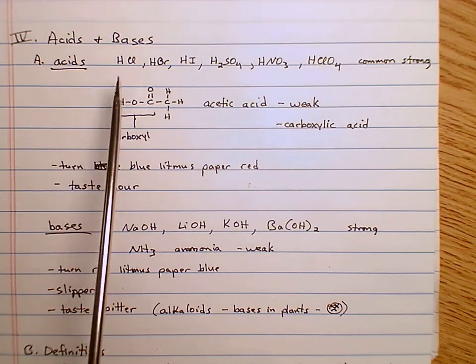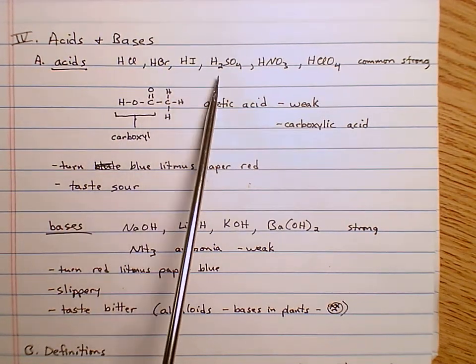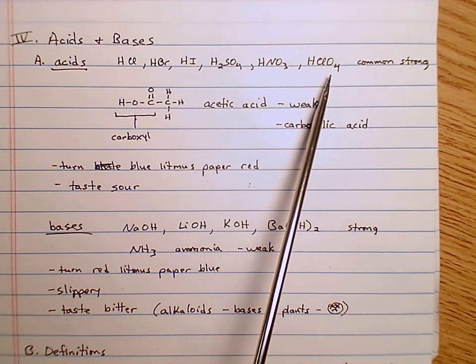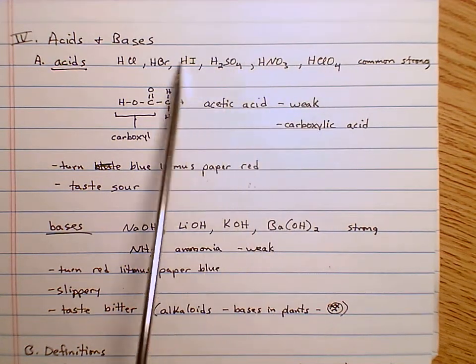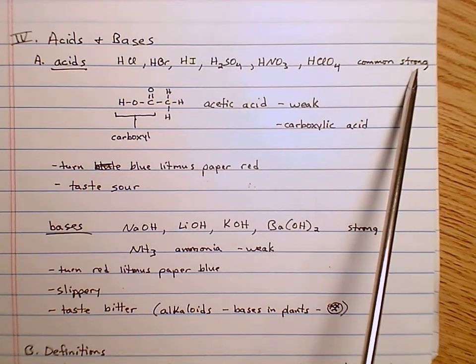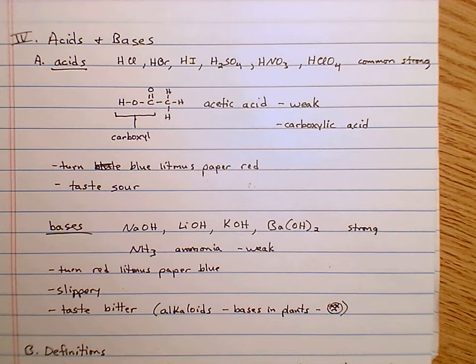Acids. Here's some examples: HCl, HBr, HI, H2SO4, HNO3, HClO4. Let's play a little Sesame Street. What do these acids all have in common? That's right, these are our common strong acids. These are our 6 strong acids. Note, there actually are more than 6 strong acids. It's just we rarely ever see any of the others.